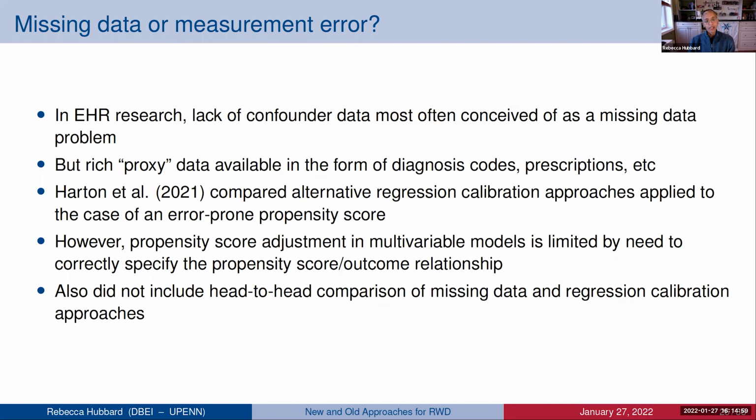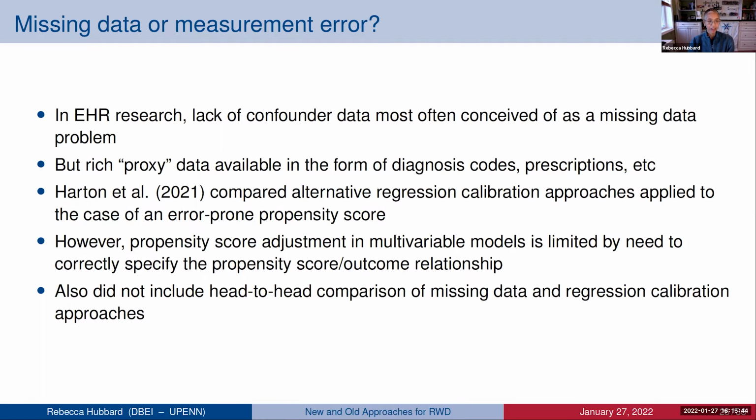A couple years ago now, I guess my student, Joanna Harton, had conducted an investigation where we had a very similar question. We were conducting comparative effectiveness research using EHR-derived data, and we wanted to incorporate a propensity score into the analysis. If some of the variables contributing to the propensity score have missingness in them, that results in a missing propensity score value. And Joanna had investigated this question: rather than treating this as a missing data problem, can we treat this as a measurement error problem and use regression calibration to calibrate the estimates that are adjusted for that propensity score that's only available for some patients?